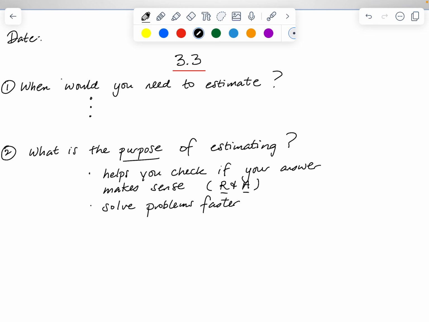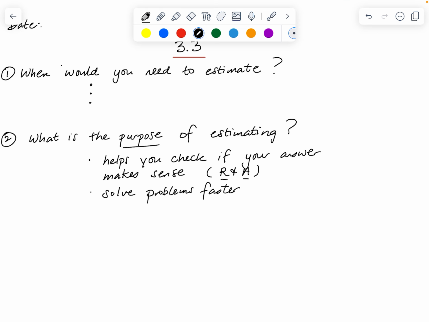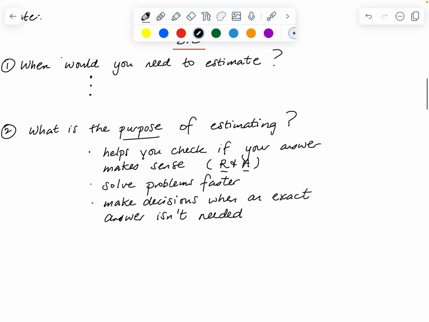Okay. So you're more efficient and it will help you make decisions when an exact answer isn't needed. So those are sort of the purposes behind estimation. And if you go beyond that, it's especially useful in real life, like when you're shopping, measuring, or you're planning time. So perhaps those are some situations that you listed in the answer to question number 1.